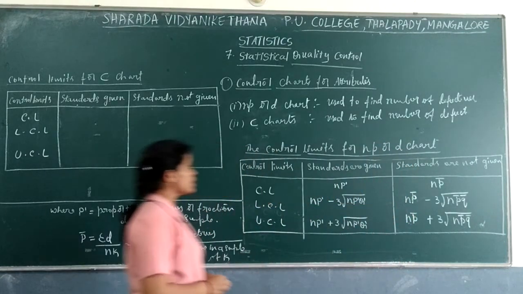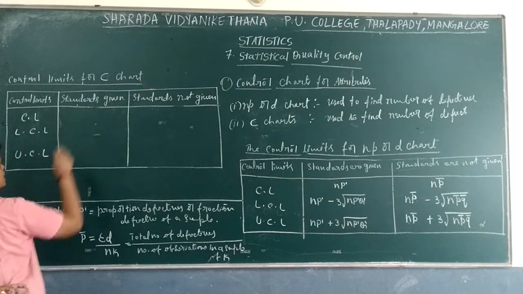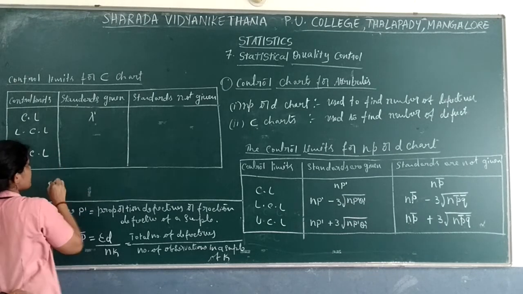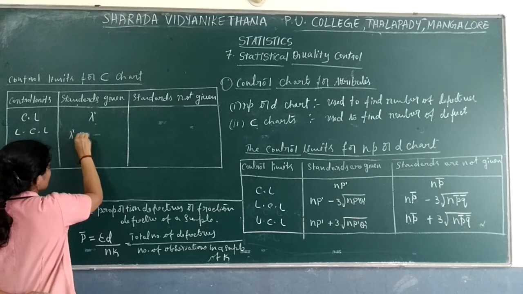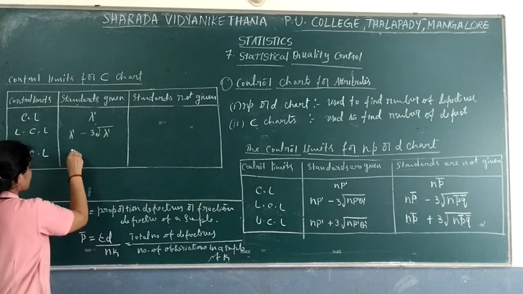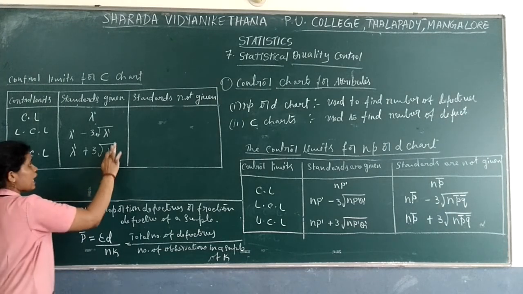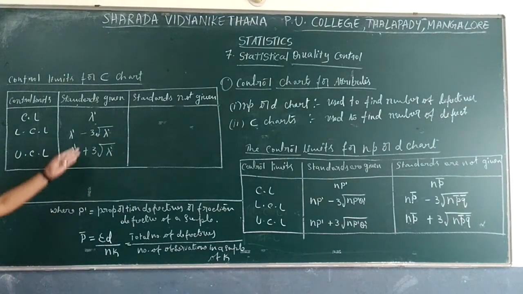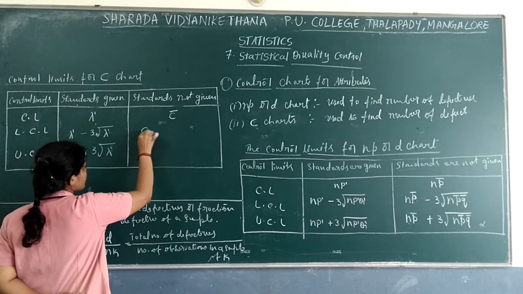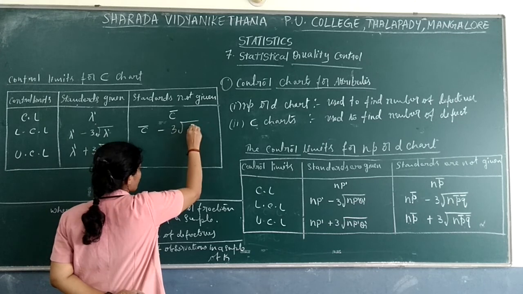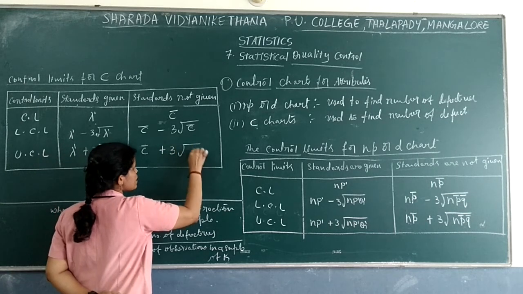Now one more control limit we write, that is C chart. C chart we use to find out the number of defects. When standards are given, the center line is lambda dash, the lower control limit is lambda dash minus 3 root of lambda dash, and here also the same thing, but we have to add it for the upper control limit. When standards are not given, it is C bar, and the lower control limit is C bar minus 3 root of C bar, and the upper control limit is C bar plus 3 root of C bar.